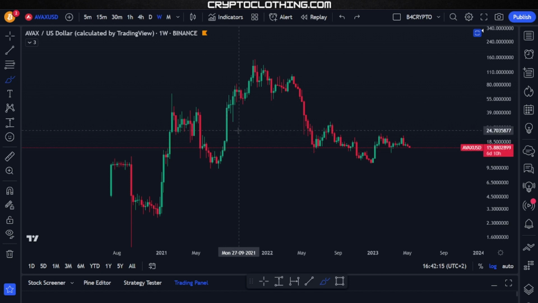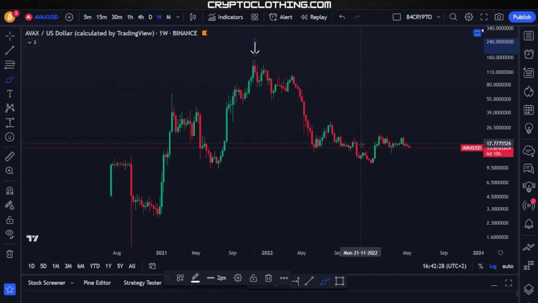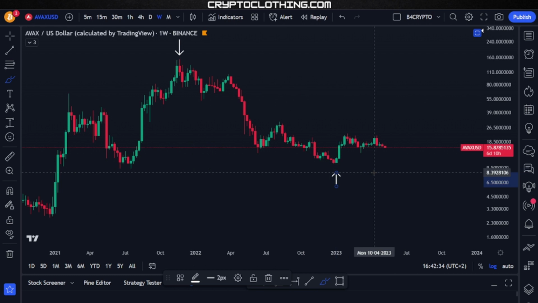But guys, now we're going to start with the most important thing. We're going to look at the price range, and first of all we're going to look at the high, and we can see that Avalanche formed the high at the $150 level, and then we saw this downward trend coming all the way back down to the bottom. And this is what we are going to look at next, the bottom, our previous bear market bottom.